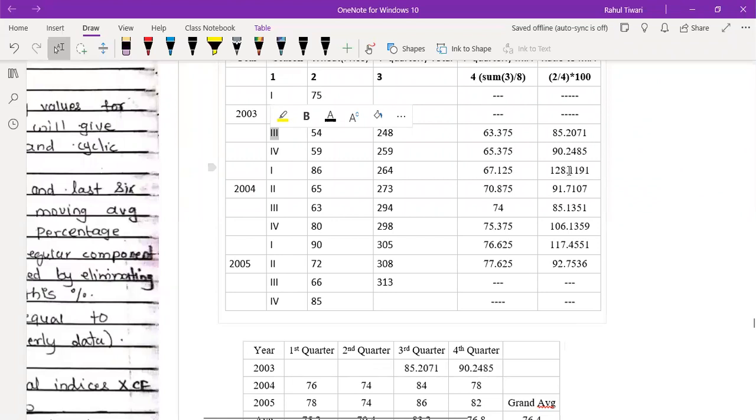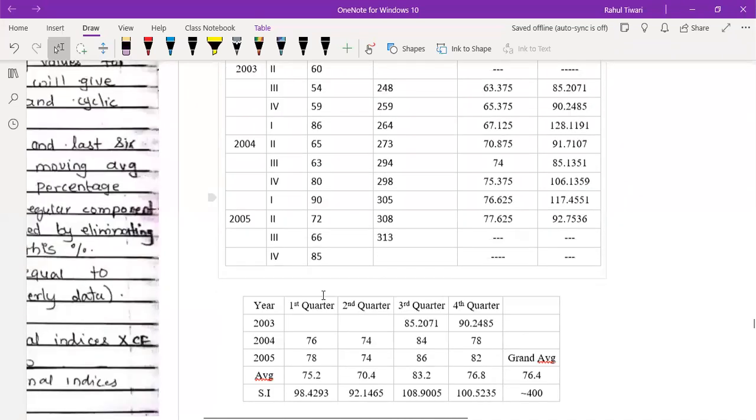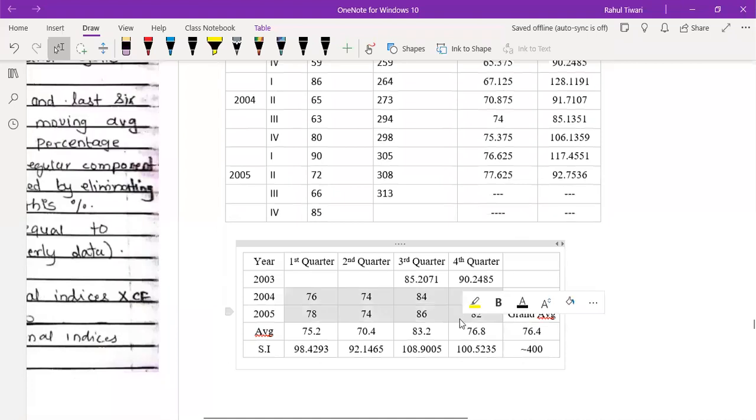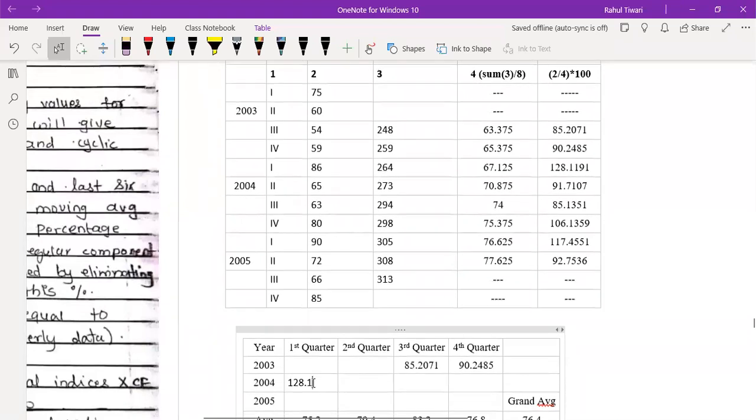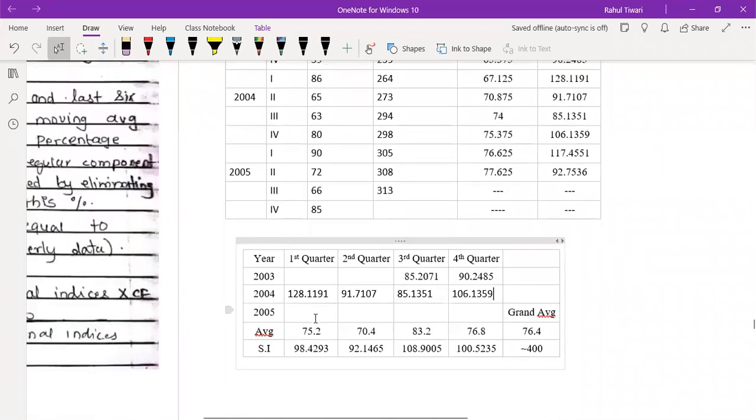Similarly, this is 2004's 1, 2, 3, 4. I will just write down all of them here. This is all removed. And this is 128.1191, then 91.7107, then 85.1351, 106.1359, and the last one 117.4551, 92.7536. If you look at the last two of 2005, I don't have that data, so I won't get the last two data of 2005.